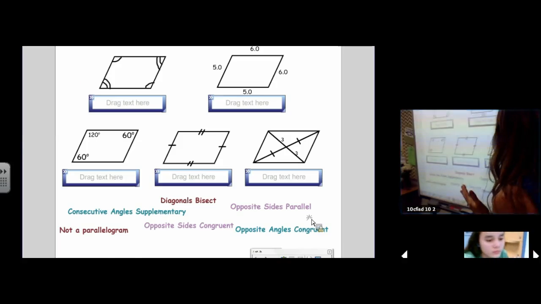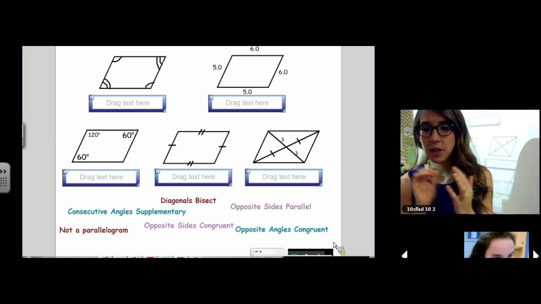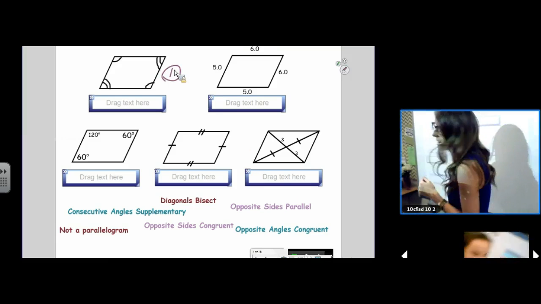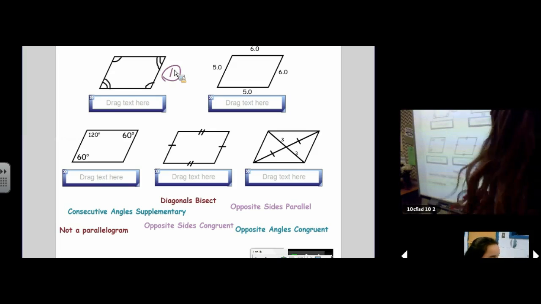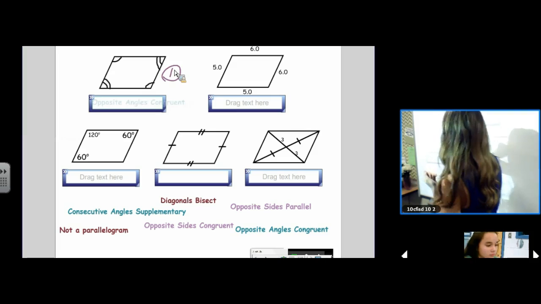A little bit from our previous lesson yesterday, when we learned about parallelograms and their 5 properties. All right, so let's look at this first one. What are those symbols indicating to us? Which one of those things at the bottom? Good. Opposite angles are congruent. That's what those arcs mean.